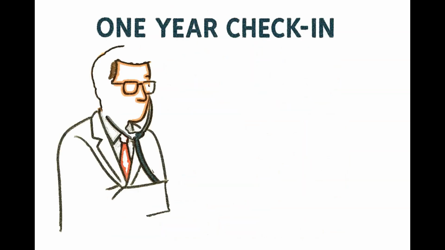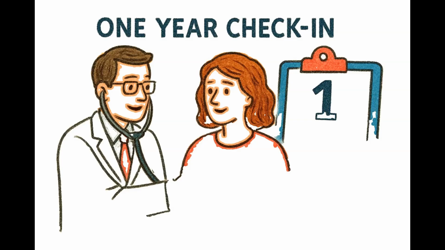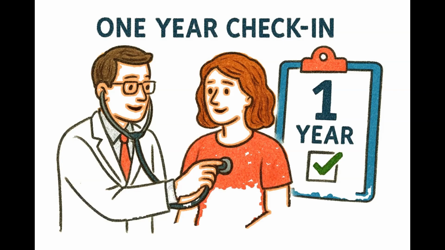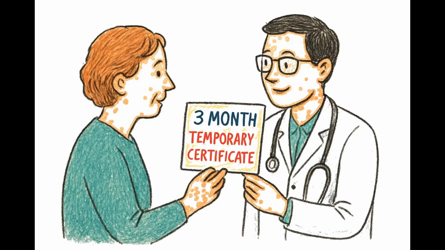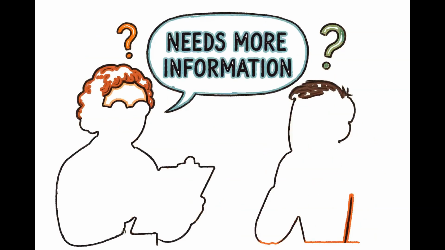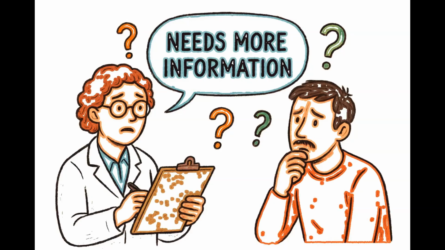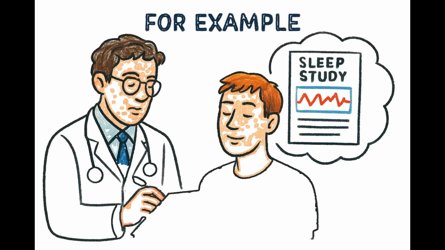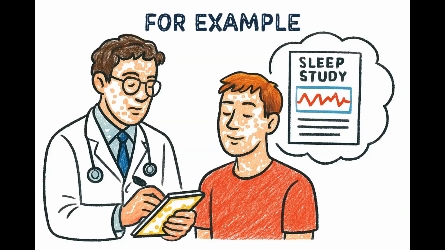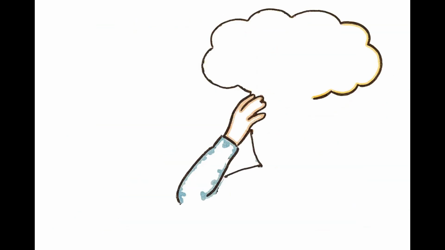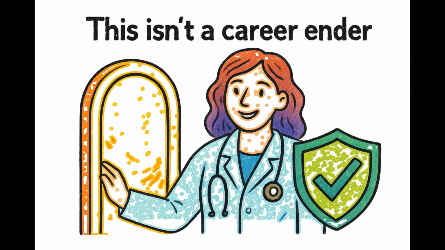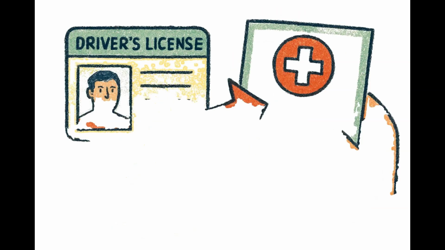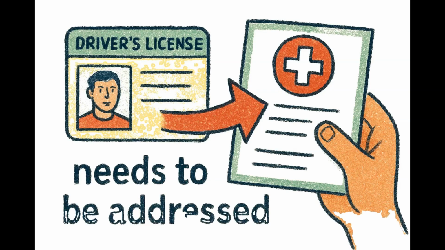The 1-year check-in allows the medical examiner to monitor the condition and ensure it's still well controlled and isn't posing a new risk. In some cases, you might even get a 3-month temporary certificate. This usually happens when the examiner needs more information before making a final decision. For example, they might need a note from your heart specialist or the results from a sleep study. The 3-month card gives you time to get that documentation without pulling you off the road. And of course, there's the possibility of a temporary disqualification. This isn't a career ender, it simply means you have a condition that needs to be addressed before you can be certified as safe to drive.